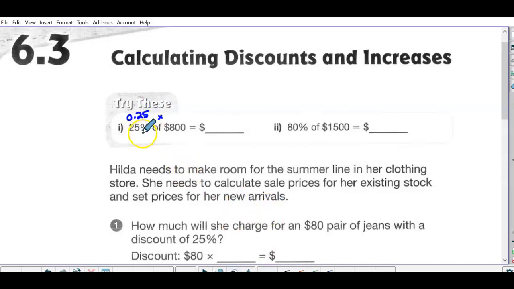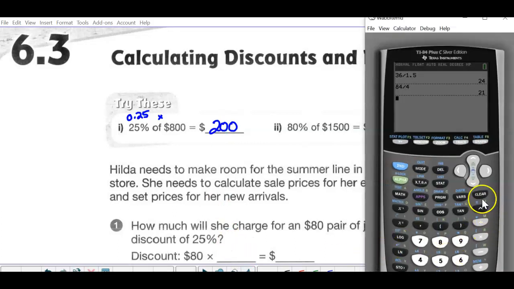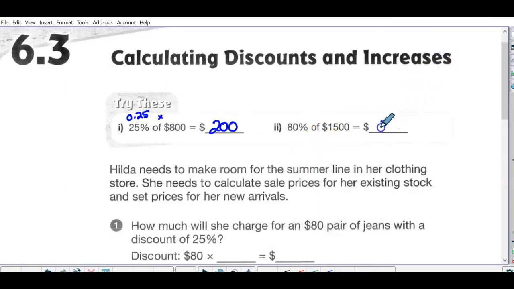Now, thinking about this without a calculator, 25% of 100 is 25, so 25 times 8 is 200 if you didn't have a calculator. Okay, but you can do it on the calculator. So 0.25 times 800. Okay, next one, 80%, 0.8 times 1500 is 1200.